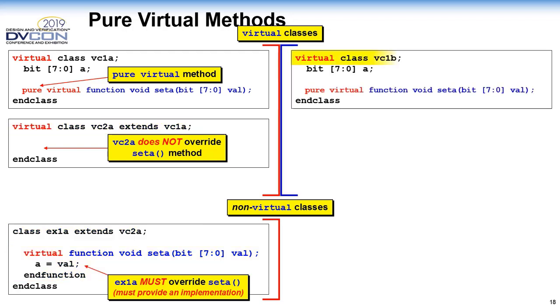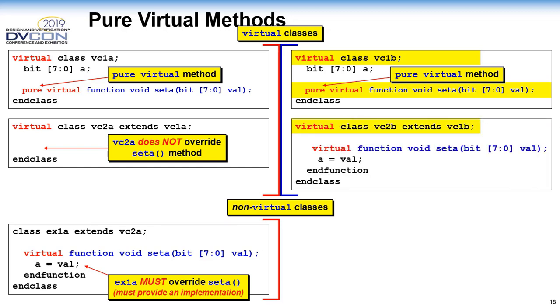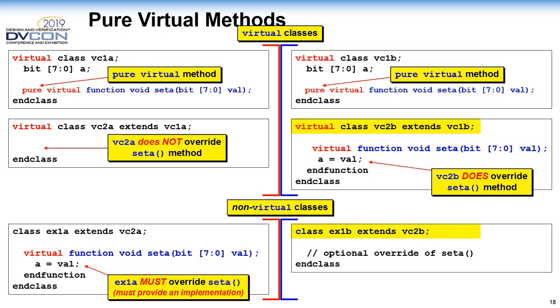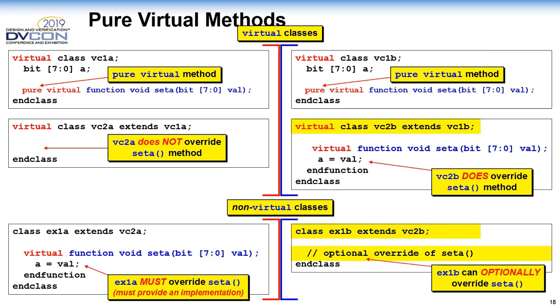On the other hand, if I have a virtual class with a pure virtual method, and I've defined a pure virtual method in the second virtual class, I can extend the virtual class, and I can provide a method in the extended virtual class. Once I've done that, then once I get out to a non-virtual class, I am not required to provide the implementation. It is optional at that point whether I want to provide the implementation or not. So that gives you an idea on pure virtual methods.